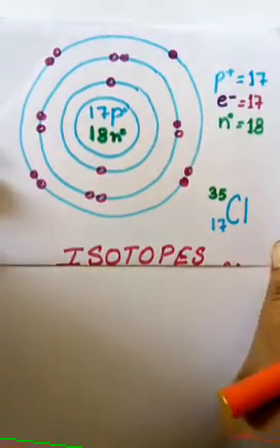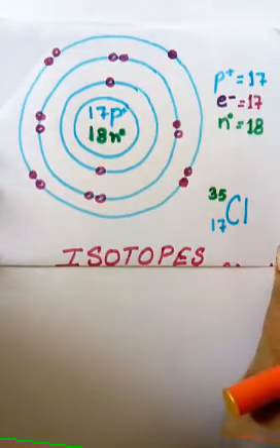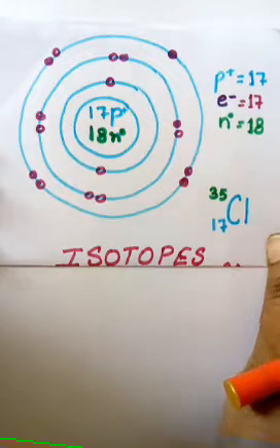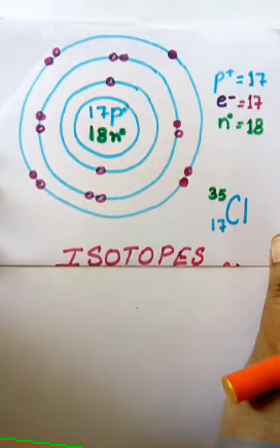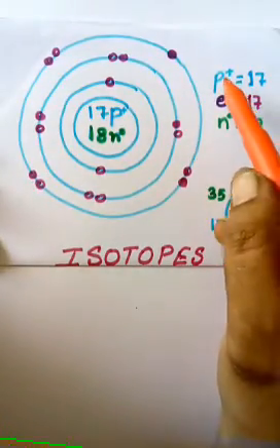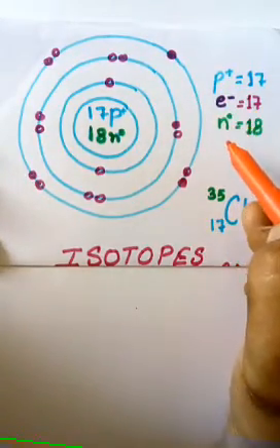Okay, so we are going to learn today about isotopes. Now, for understanding isotopes, it is very important for you, children, to understand the structure of the atom. What is the structure of atom? What is an atom? An atom consists of, we all know, the subatomic particles, that is protons, electrons and neutrons.